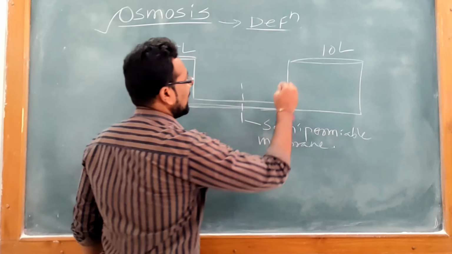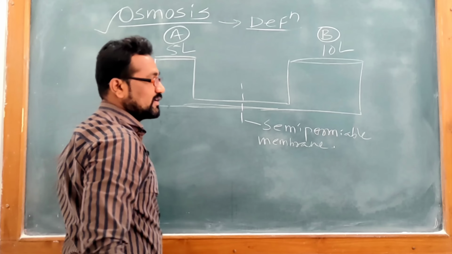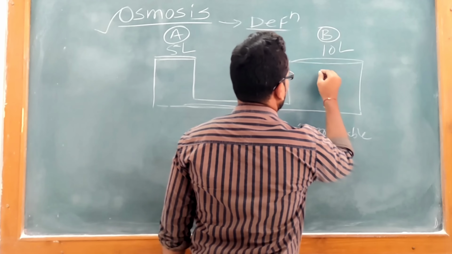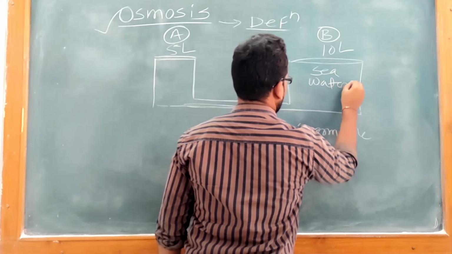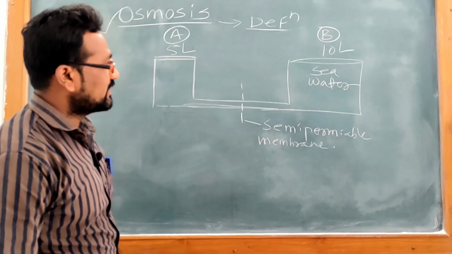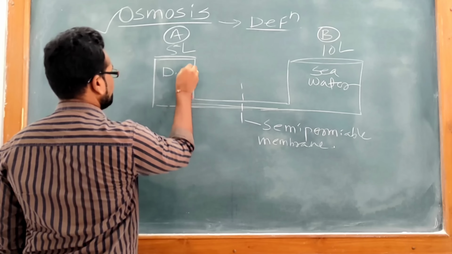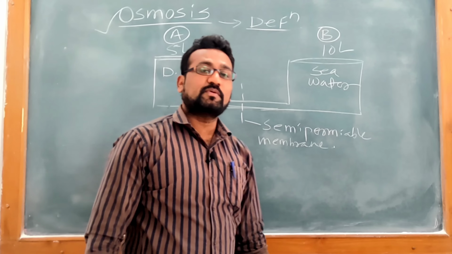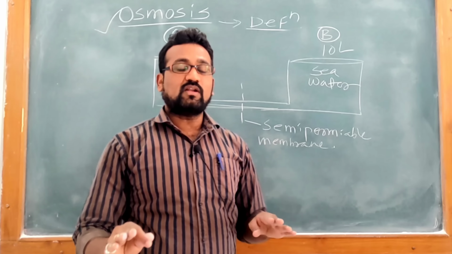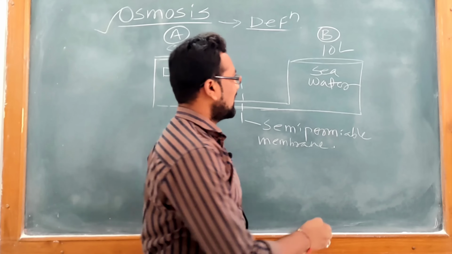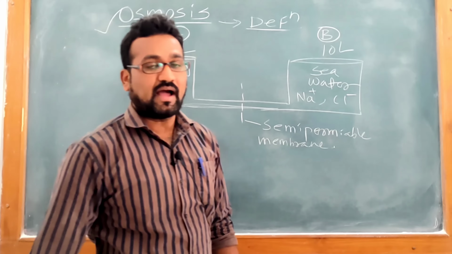The 10 liter beaker we can name as beaker B, and the 5 liter beaker we can name as beaker A. In beaker B you are adding sea water; 10 liters of sea water you have taken in the 10 liter beaker. In the 5 liter beaker you have taken distilled water. So the first point to understand is what is the difference between sea water and distilled water. Sea water contains ions, mainly which types of ions? Na plus and Cl minus ions.